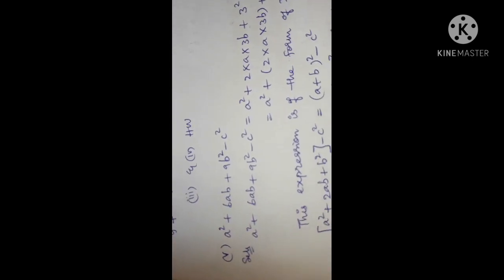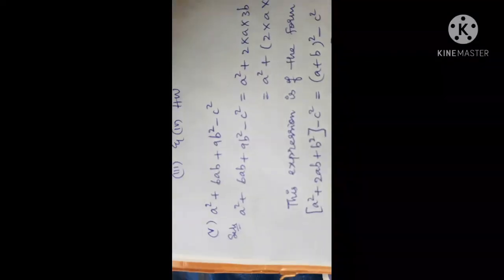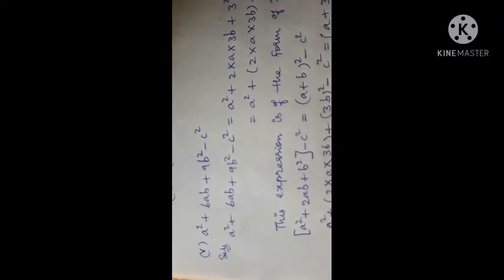Third and fourth part will be your homework. You should complete and send it in the group. Okay. The fifth part is a little bit tough, so I am doing it. So it is a square plus 6ab plus 9b square minus c square. Here c is the extra term which you have to understand first of all. I'll tell you how to do it.